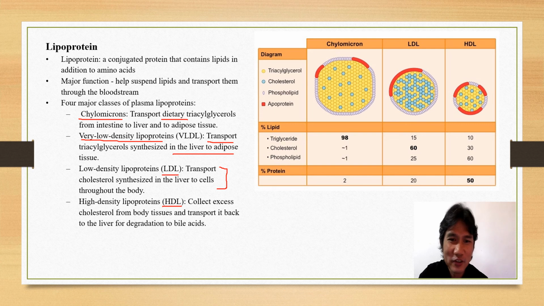HDL or high density lipoprotein collects excess cholesterol from the body tissue and brings it back to the liver for degradation to bile acid. So this is also known as the good cholesterol. But take note, we don't use that term in science, good cholesterol and bad cholesterol, but we have only LDL and HDL. As you can see in the table, they differ in the components.